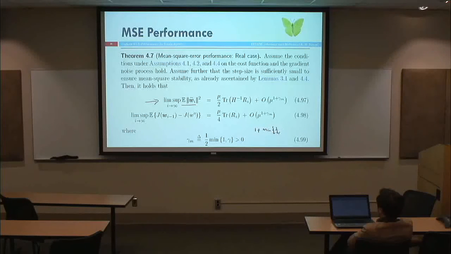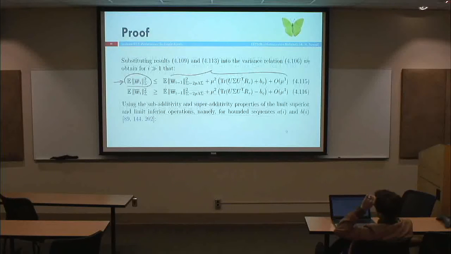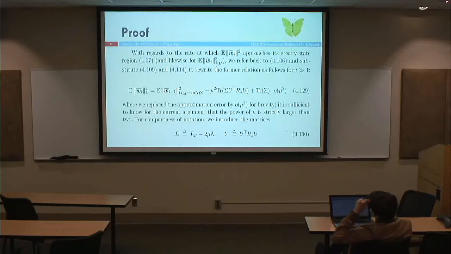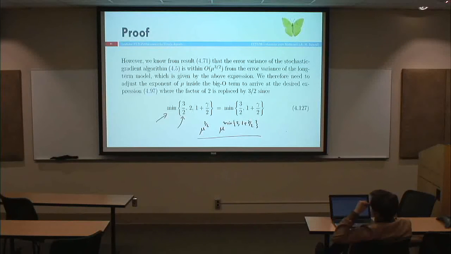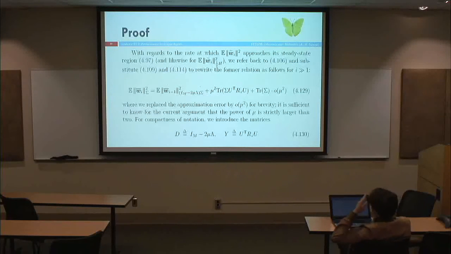This is just another way of writing it, okay? This is just another way of writing the minimum of 3/2 and 1 plus gamma over 2, okay? Three halves, 1 plus gamma over 2. Okay, so we proved that. And similarly for the lim inf, we don't need to worry about it, but just to complete the argument.